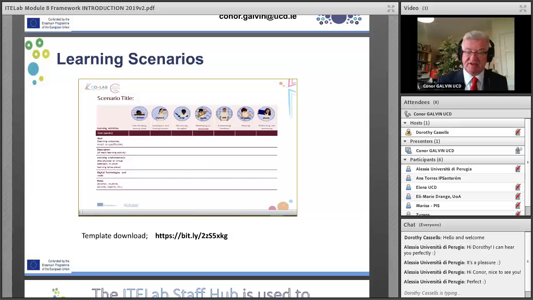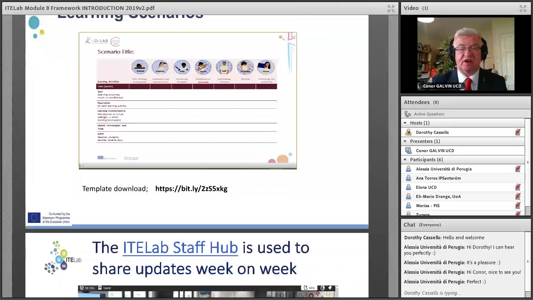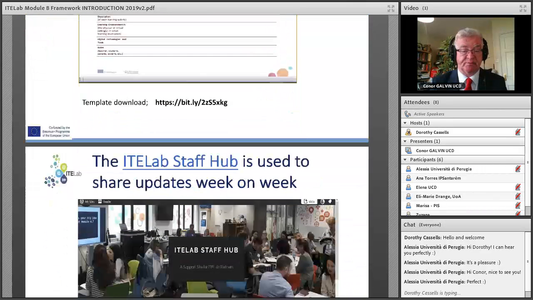If it's possible to test them, that's fine. If not, then at least the student teachers will have them when they do go into their placements in a couple of months' time. So there is a direct link there to the template, and it will also obviously be in our resource area for the module when that goes live on Monday afternoon next.